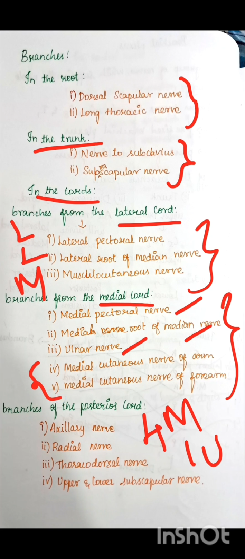Coming to the branches of the posterior cord, the axillary nerve supplies the teres minor and deltoid muscles. The radial nerve is also a major upper limb nerve, and to know more about it, I will give you the link in the description. The thoracodorsal nerve supplies the latissimus dorsi muscle, whereas the upper and lower subscapular nerves supply the subscapularis muscle. So these are the nerves arising from the brachial plexus and supplying the muscles.